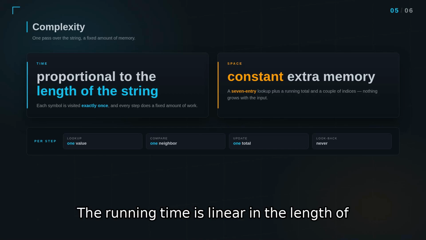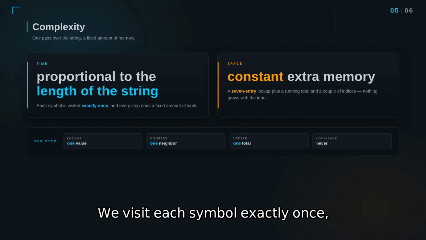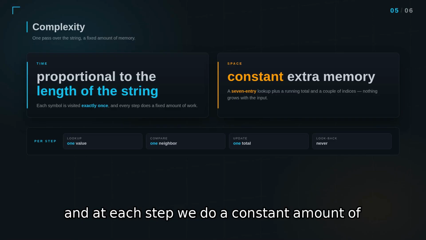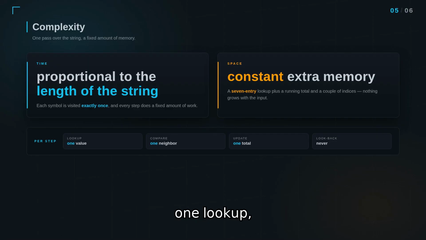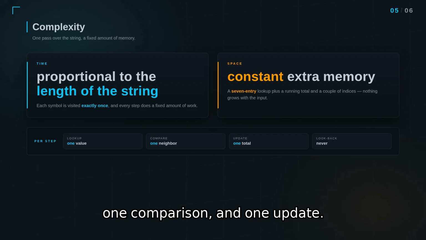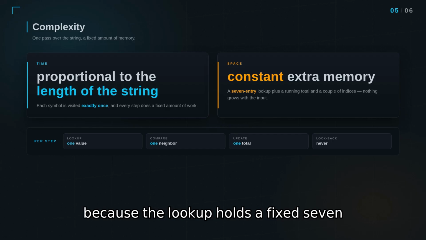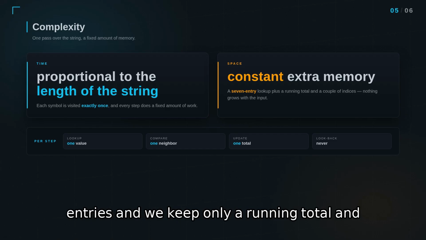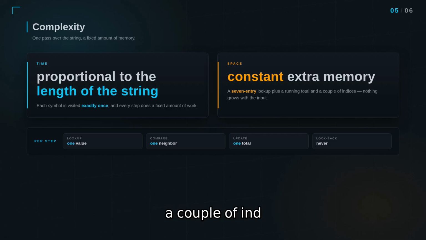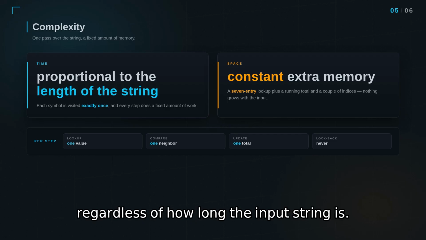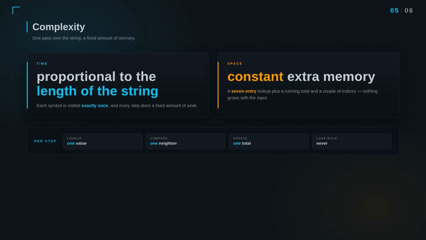Complexity. The running time is linear in the length of the string. We visit each symbol exactly once, and at each step we do a constant amount of work: 1 lookup, 1 comparison, and 1 update. The extra space we use is constant, because the lookup holds a fixed 7 entries, and we keep only a running total and a couple of indices regardless of how long the input string is.